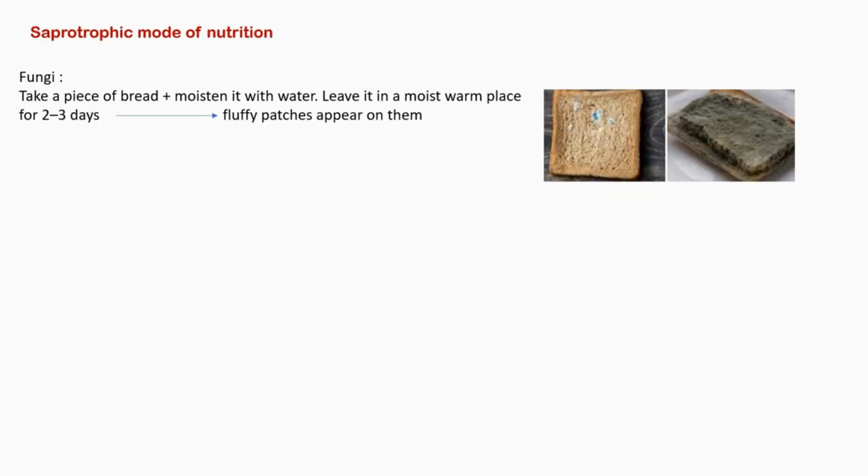Then comes the saprotrophic mode of nutrition. To understand this, we have one bread, we are moistening it. That means we are adding a few drops of water onto that and then we are leaving it in a warm place. After 2-3 days, we can see some gray, green color patches on the bread, and after some days we can see that the bread is fully covered with fungi. So these fungi, these fluffy patches we can see on the bread, are saprophytes because they depend upon dead and decaying organic matter.